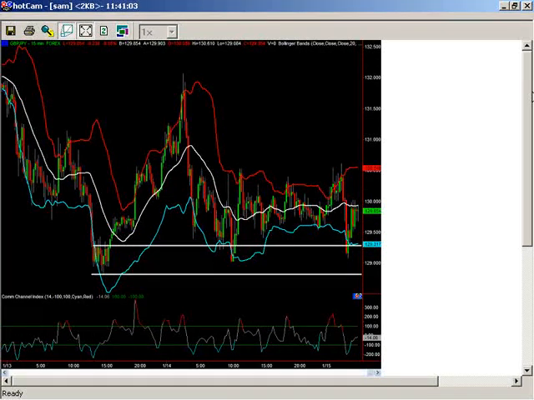Be careful focusing on the wicks and candle bodies too much, the difference between the two, because that's just going to be a function of the time frame. Okay?